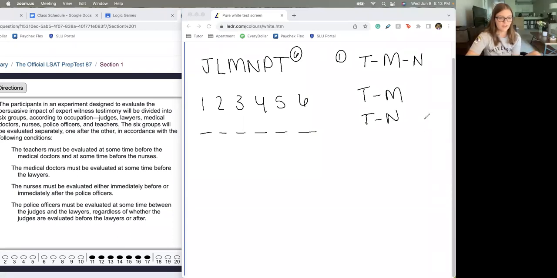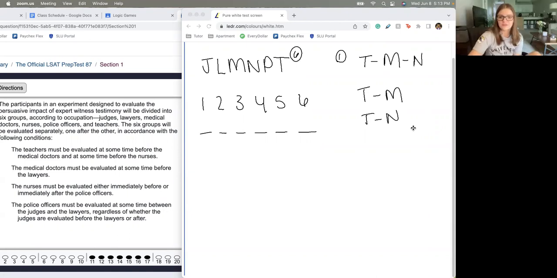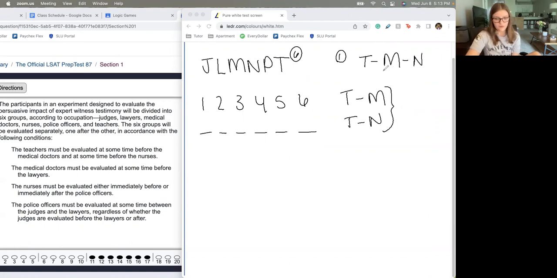Yeah. Or you can even combine them if you want and have one T. That's how I would do it actually, would be to combine them. Yes. So we'll talk about that in a minute, but I want to talk about the first way that we diagrammed it. So this doesn't represent the rule in the way that it is written. So this actually represents T is before M is before N.